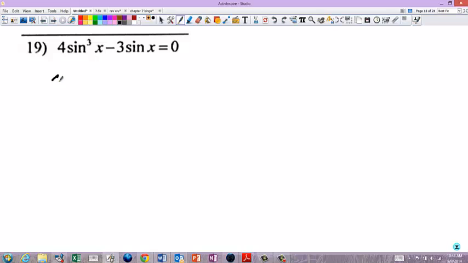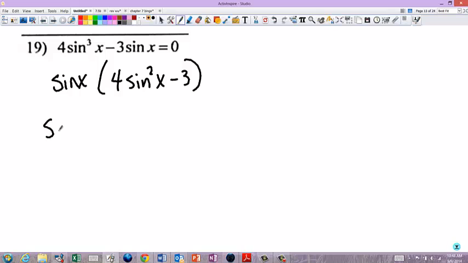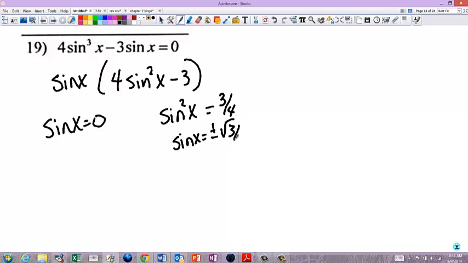This one I can factor out as sine. So 4 sine squared minus 3. So where is sine 0? And where is sine squared 3/4? We just did that. That was sine equals plus or minus square root of 3 over 2. That gives you the 60, 120, 240, 300. And then where is sine 0? Sine is 0 on the x-axis at 0 and 180.